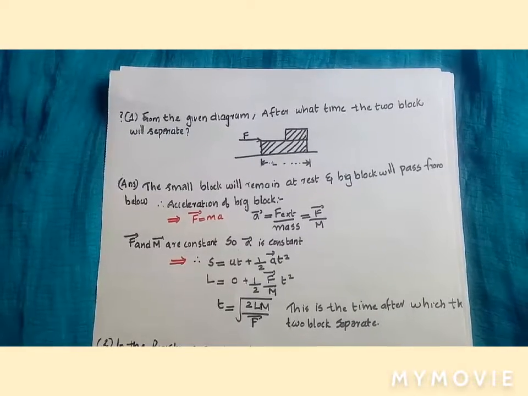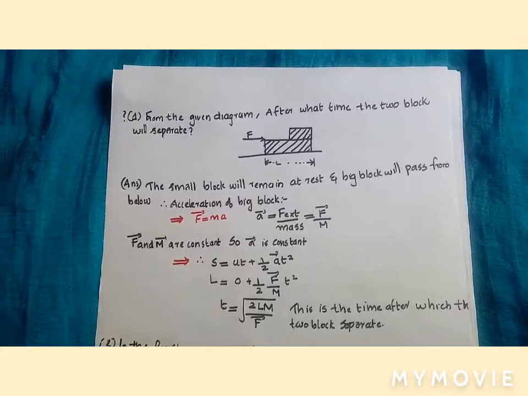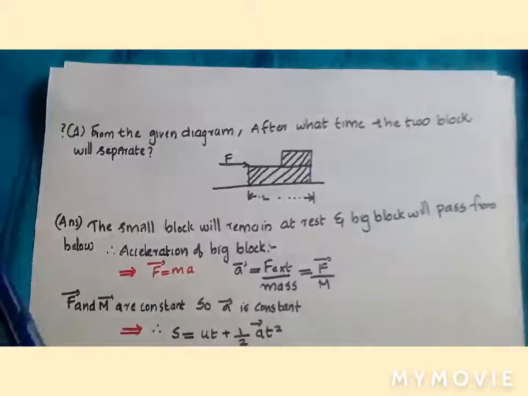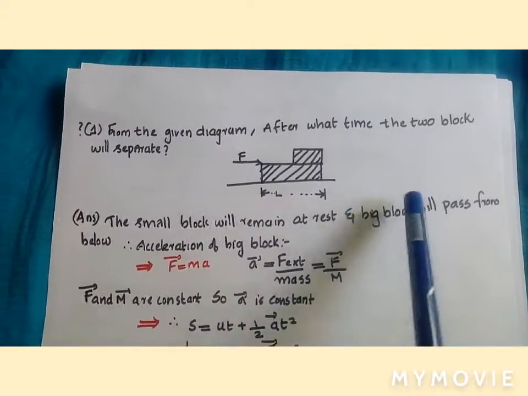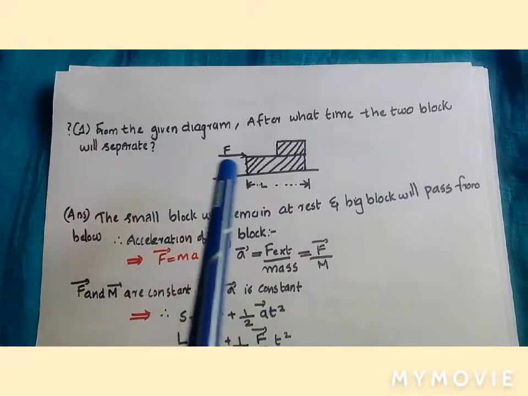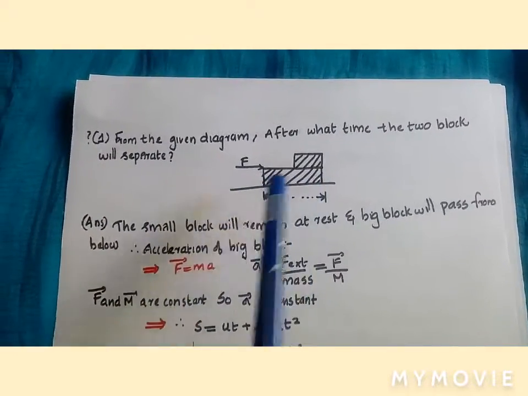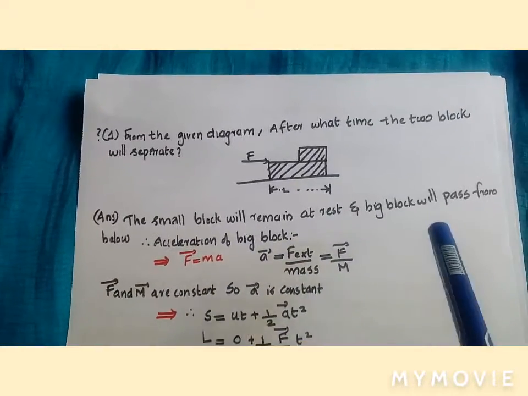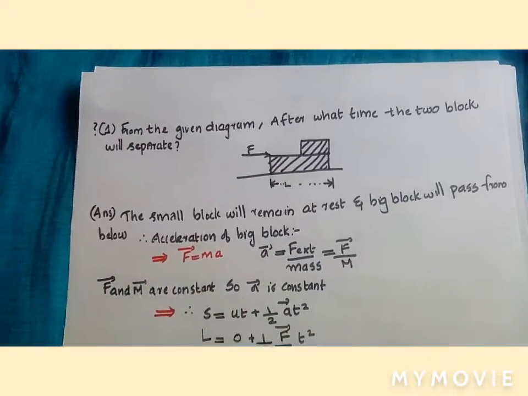Today we are going to study some problems in Newtonian mechanics, equation of motion. First problem: from the given diagram, after what time will the two blocks separate? A constant force F is applied to the big block. The small block will remain at rest and the big block will pass from below.